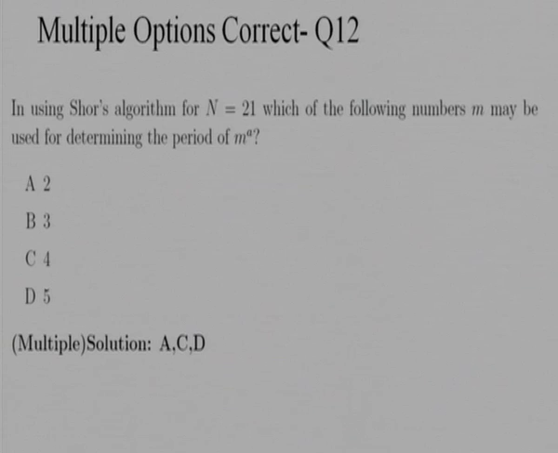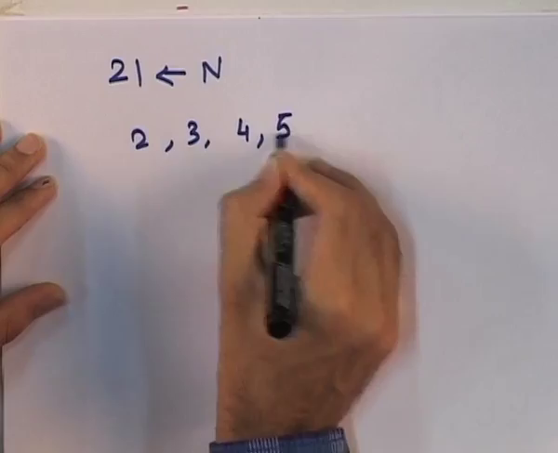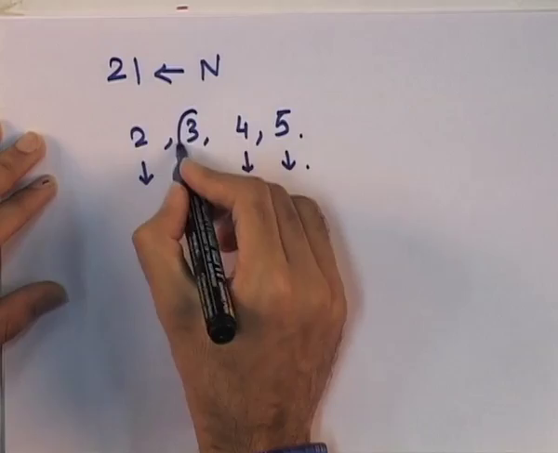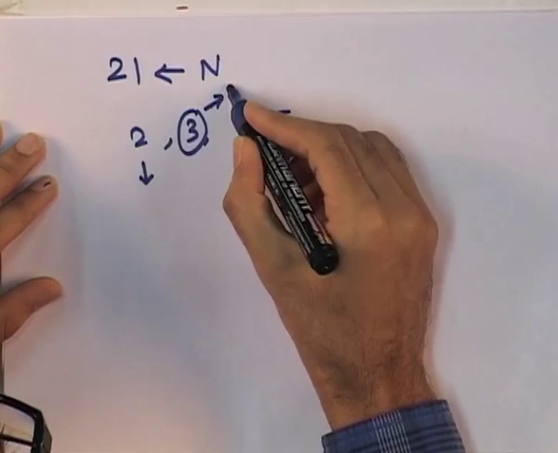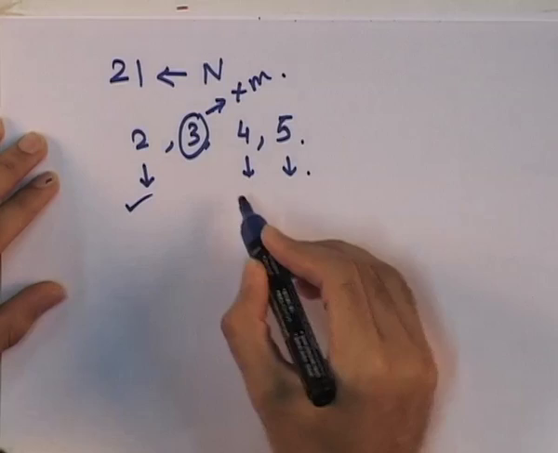So from the given options, this is the number n. The given options are 2, 3, 4, and 5. Now clearly 2, 4, and 5 are coprime with 21, while 3 is a factor of 21. So this cannot be used as m, while these three can be used as m. So the correct answer is options A, C, and D. So these three can be used as m.